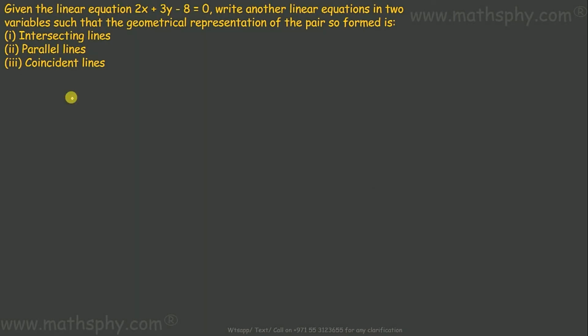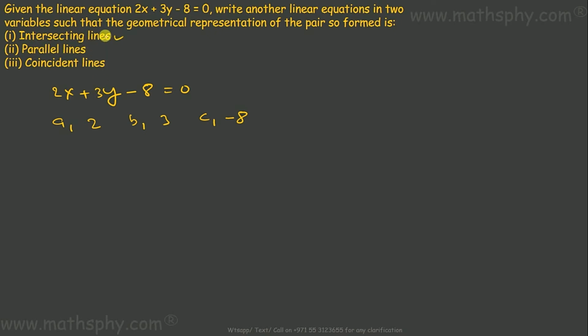So our equation here is 2x plus 3y minus 8 equals 0, where a1 is 2, b1 is 3, and c1 is negative 8. Let's take up intersecting lines first.